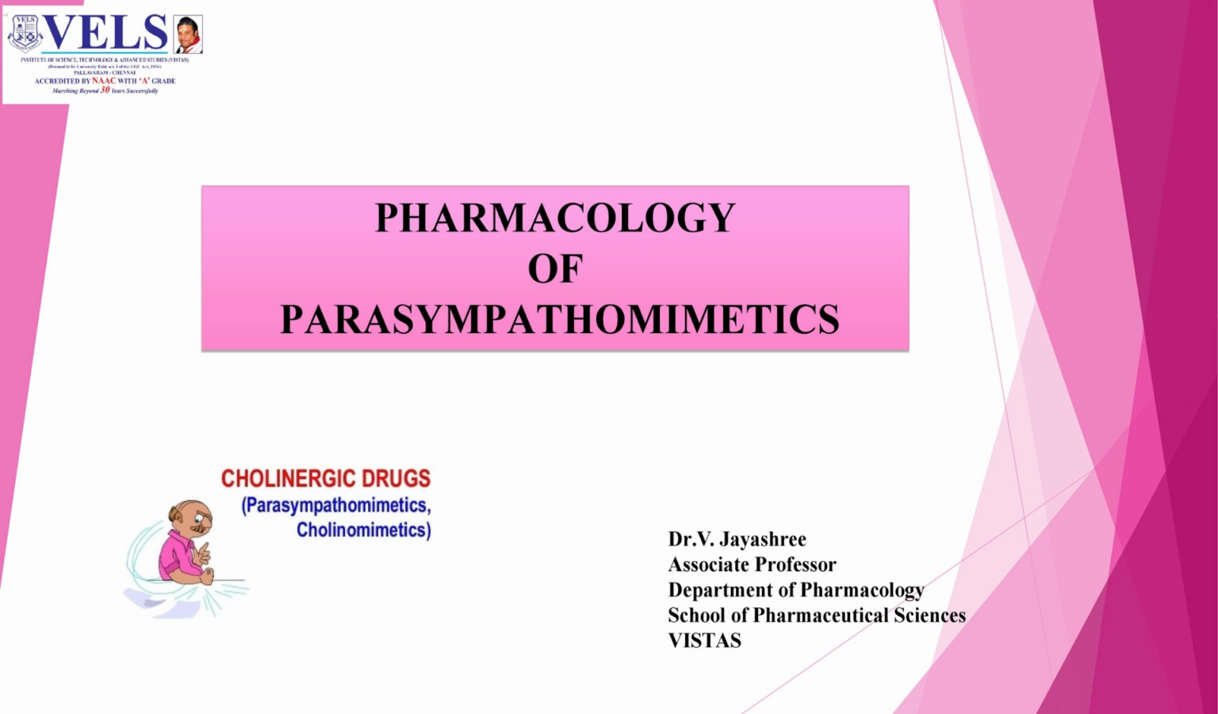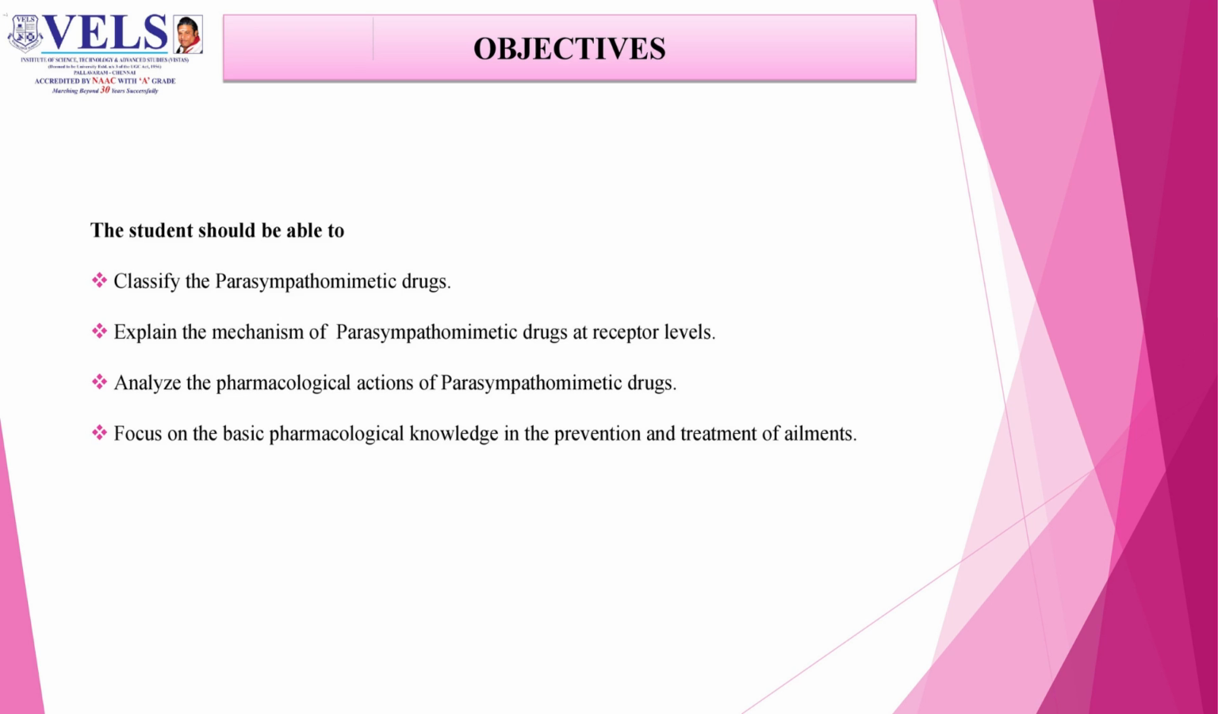Hi, I'm going to discuss the pharmacology of parasympathomimetics. After completion of this chapter, the student should be able to classify the parasympathomimetic drugs, explain the mechanism of these drugs at the receptor levels, analyze the pharmacological actions of these drugs, and focus on the pharmacological knowledge in the prevention and treatment of ailments.